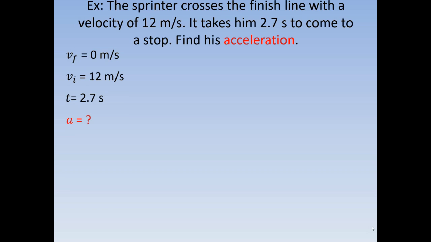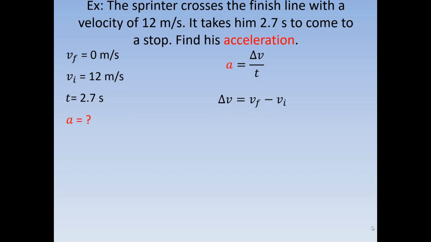So what do we know in this problem? We come to a stop, so our final velocity is 0 meters per second. We started out with a velocity of 12 meters per second, and we're going to assume that's positive again. And we have a time of 2.7 seconds for all of this to happen. So our unknown is the acceleration. So again, we're trying to find acceleration, and again, we need to know delta V.